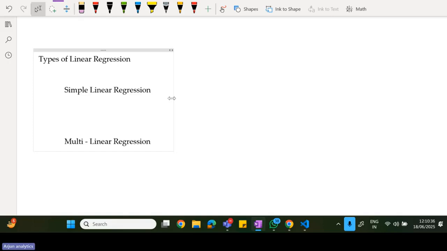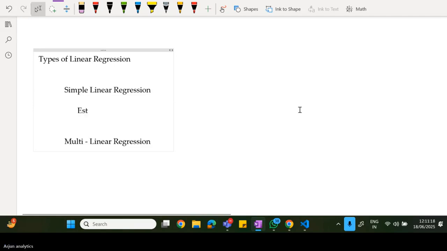That is nothing but estimating the relationship between independent and dependent column by drawing a straight line, called linear regression. Now, what does simple linear regression mean? Estimating the relationship between a single independent column and a single dependent column by drawing a straight line is called simple. There will be only a single independent column and a single dependent column.